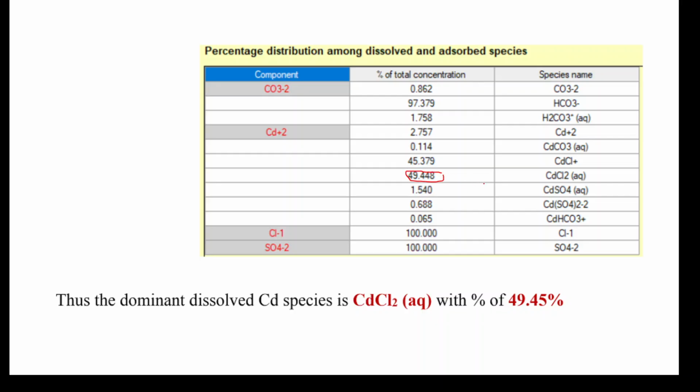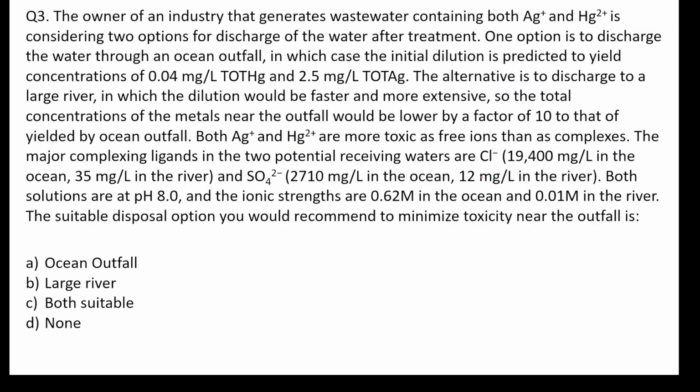It is 49.448, so about 49.45%. Among all these things, we have to ignore HCO3 because it comes from the atmosphere, so we will not consider that. We consider cadmium and chloride, and sulfate also we have to ignore. We are talking about the main cadmium species, and here we can see it is the maximum. That is what we will note down. Moving forward to the next question.